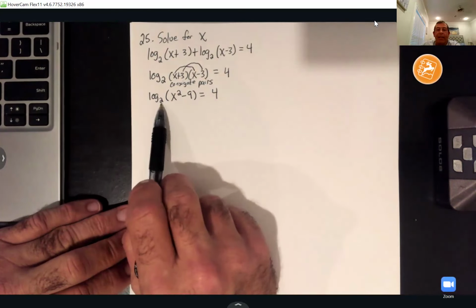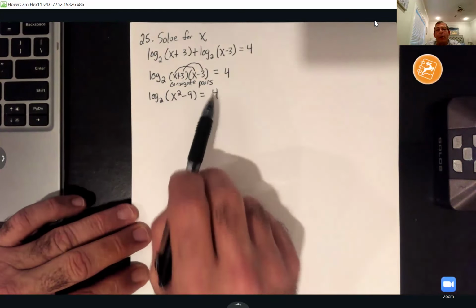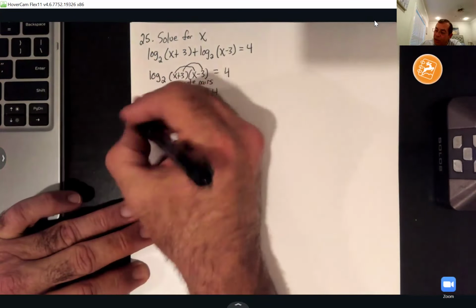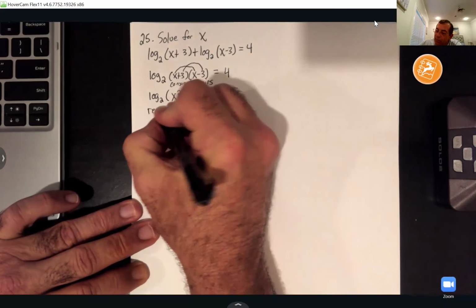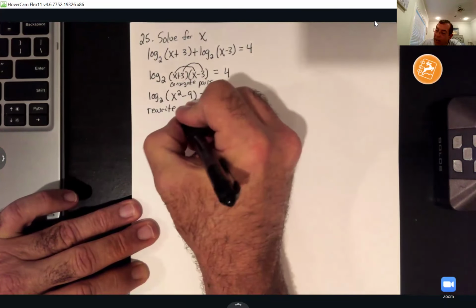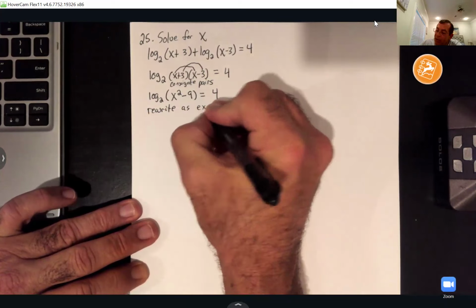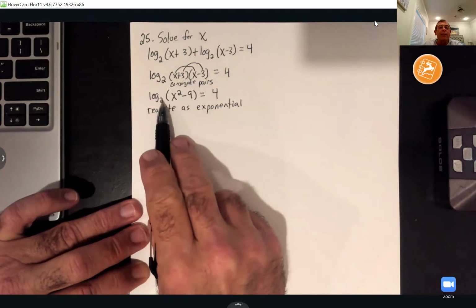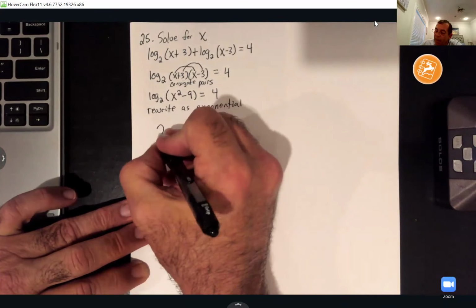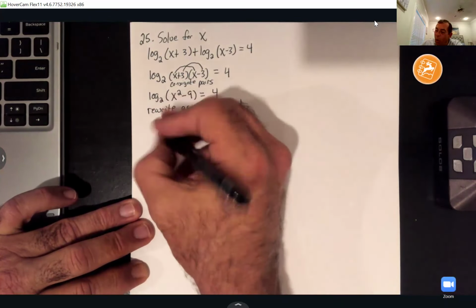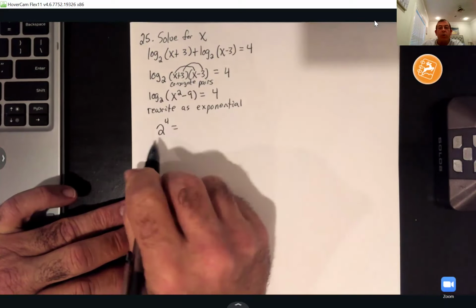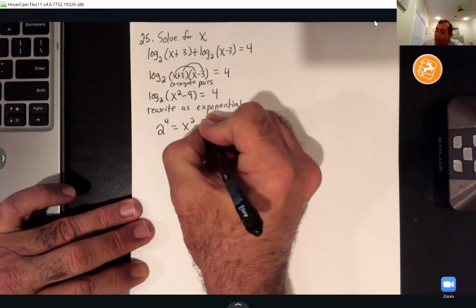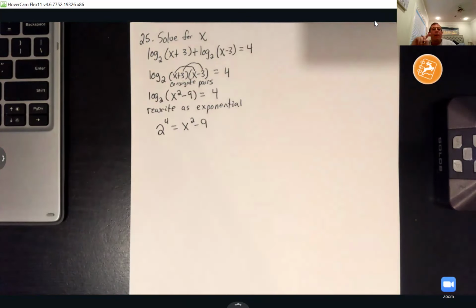So at this point, I got a single log equal to a number. We're going to rewrite it as an exponential. So the base is a 2. Exponent is the 4. And 2 to the 4th equals x squared minus 9.